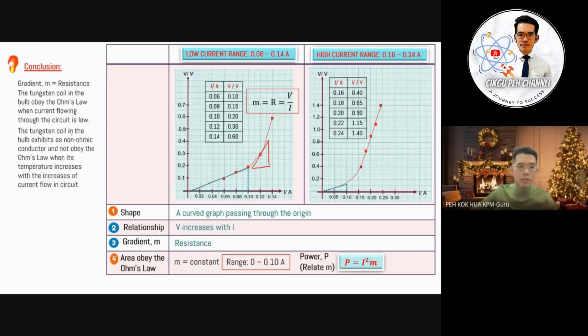The tungsten coil in the bulb exhibits as a non-ohmic conductor and does not obey Ohm's law when temperature increases. You can see both graphs with different ranges show the same properties. They obey Ohm's law at the beginning, with low temperature or low current flow. When current flow increases, temperature increases, so they show non-ohmic characteristics. In conclusion, a different range of current will not have a significant impact on your result.